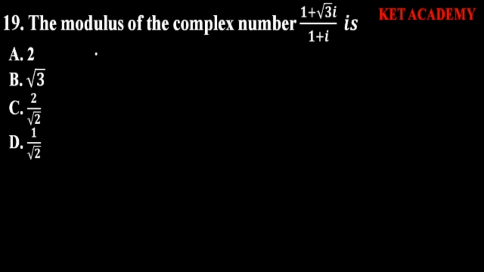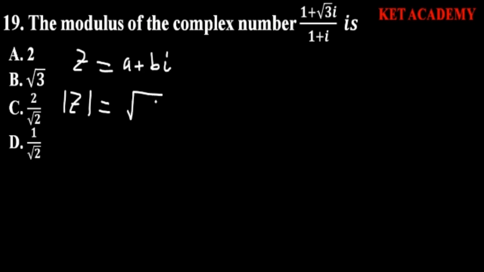Now, the easiest method is for you to look for the modulus of the numerator separately, look for the modulus of the denominator, and divide the two. Doing that, we know that if we are given a complex number, let's say z equals a plus bi, then the modulus of this complex number will simply be the square root of a squared plus b squared.